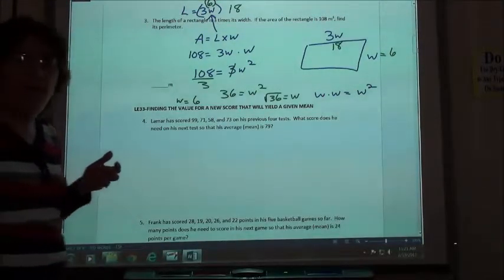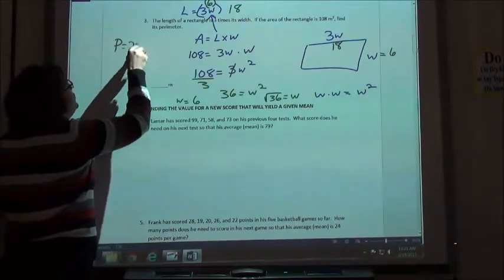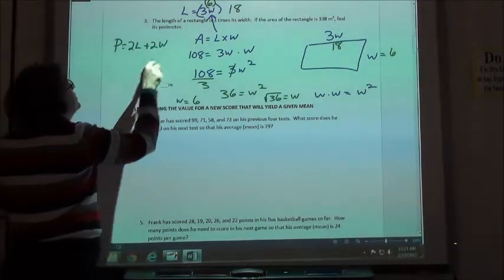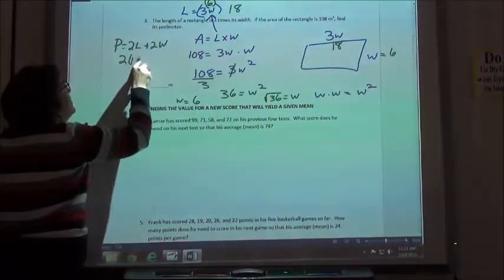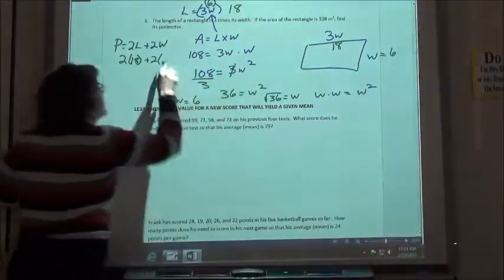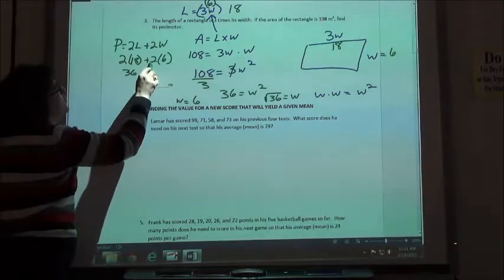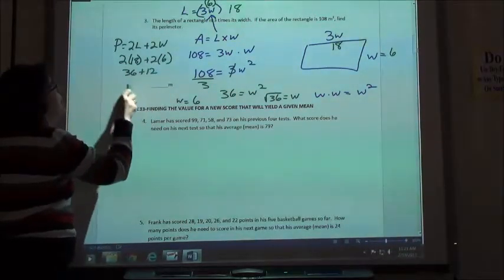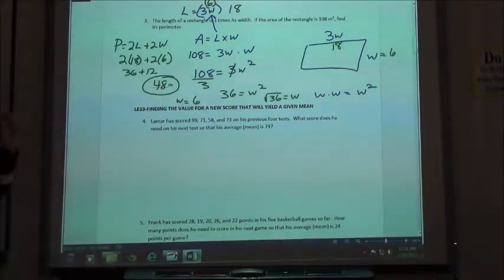So now we have to go back to our formula for perimeter. Perimeter is 2 lengths plus 2 widths. So 2 times the length, which is 18, plus 2 times the width, which is 6. 2 times 18 is 36. 2 times 6 is 12. 36 plus 12 is 48. So 48 is the answer to our question.